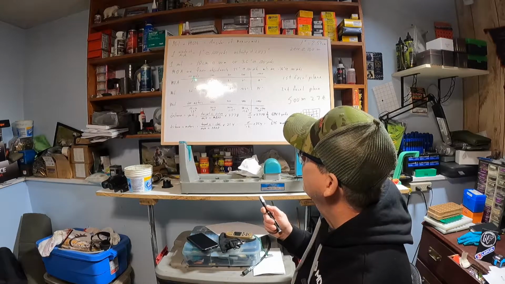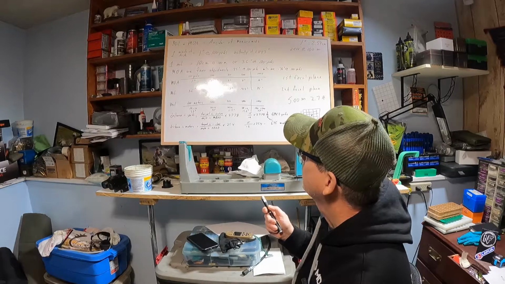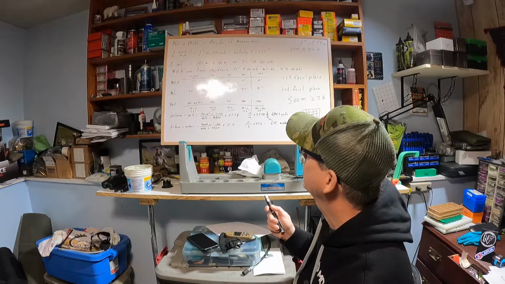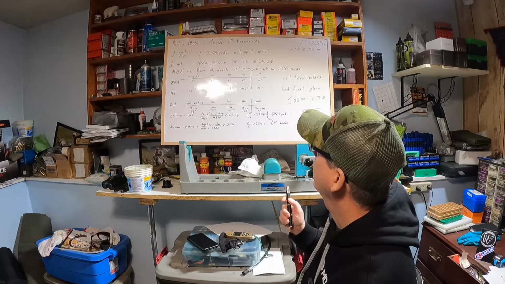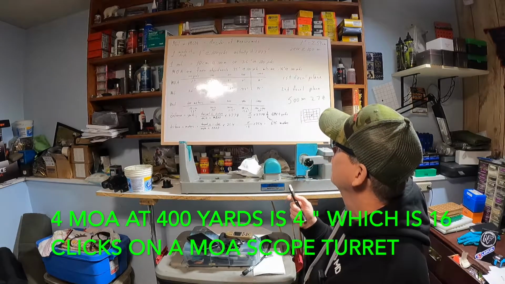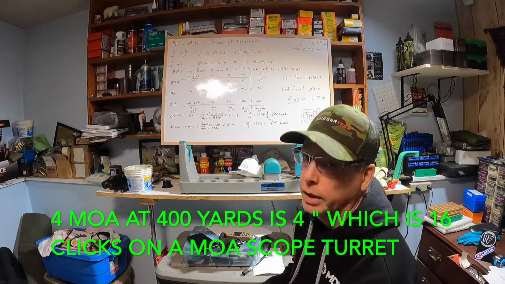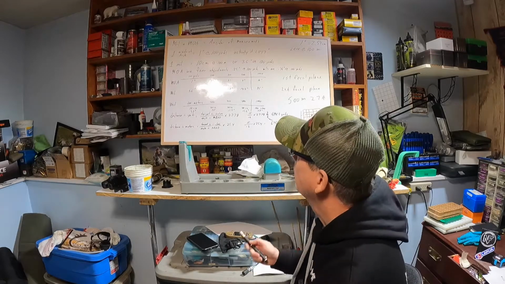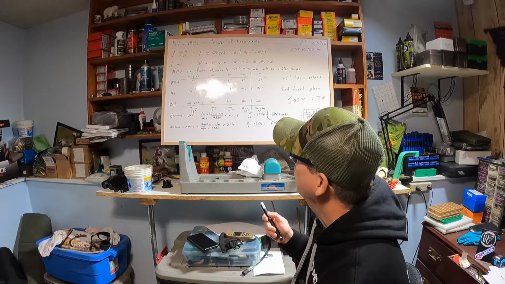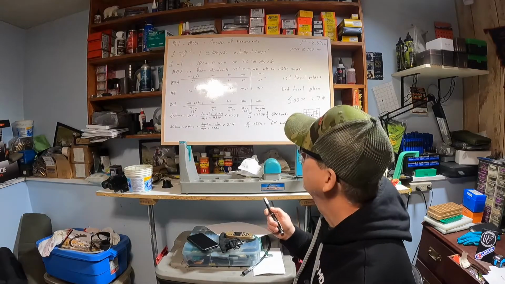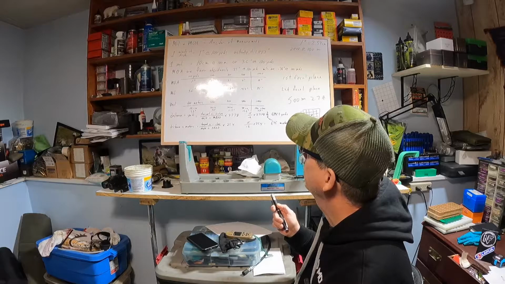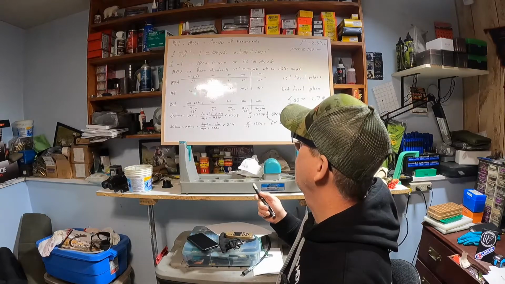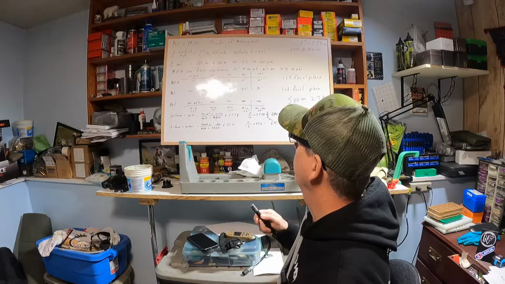MOA is 1 inch at 100 yards. So that'll be 4 clicks on your dial. 200 is 2 inches. 300 is 3 inches. 400 is 4 inches. So 1 MOA at 400 yards is 4 inches. And at 1,000 yards, 1 MOA is 10 inches. And with mils in yards, it's 3.6 inches. And 200 is 7.2, 10.8. You're basically just timesing it by 3. So 3.6 times 3 is 10.8.